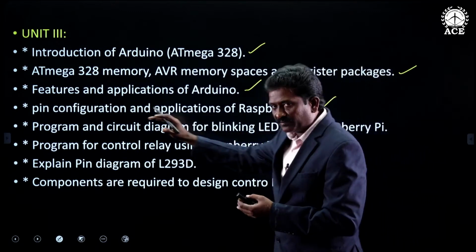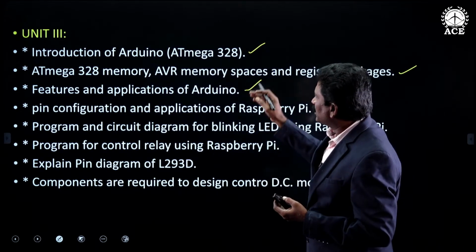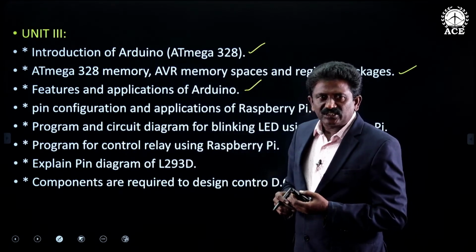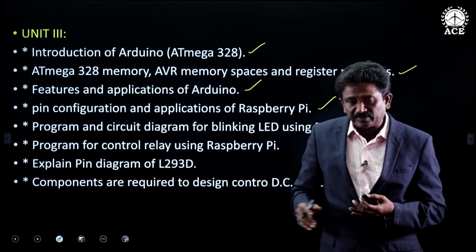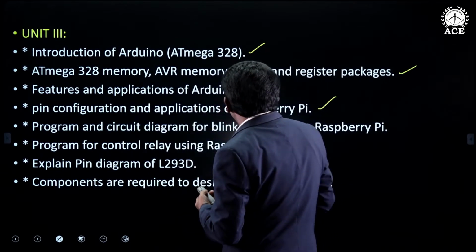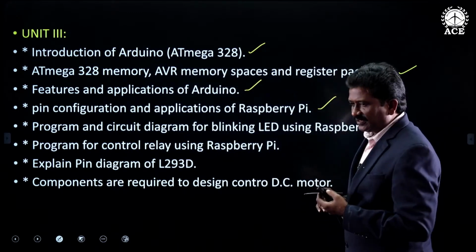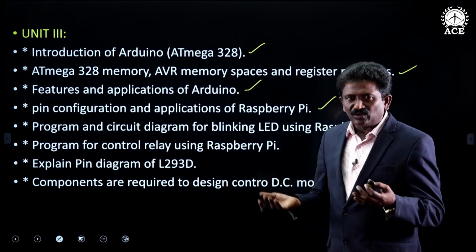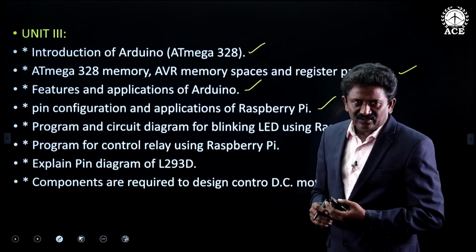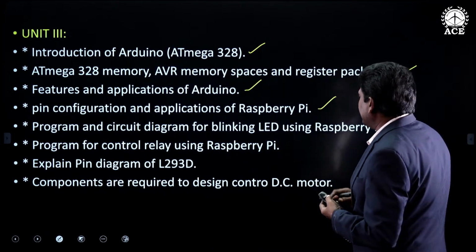This has a pin diagram. Generally we prefer the 40-pin latest version of the Raspberry Pi. You already know the pin configuration of the Arduino, which has 26 pins. Among the 26 pins, 14 are used for digital and 6 for analog. Next, configuration and applications of the Raspberry Pi. Program and circuit diagram for blinking LED using Raspberry Pi. Using Raspberry Pi, we are able to control some actuators. Here LED is also an example of an actuator. Using a small program, you can blink the LED.